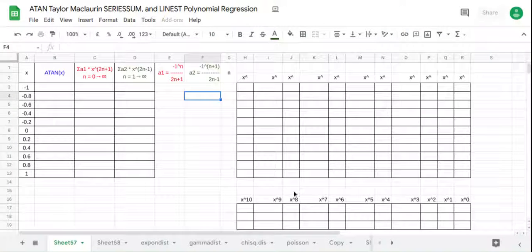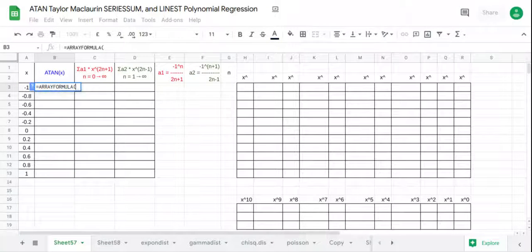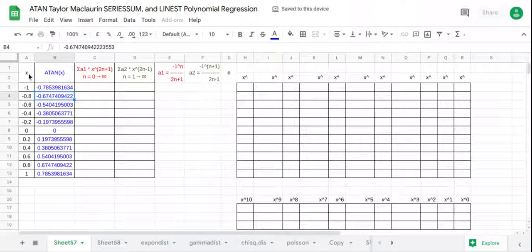In this video, we will generate the dataset of the ARCTAN and its polynomial and trend line using Taylor-Maclaurin series sum in two forms. So begin with the dataset of the ATAN. So array formula, ATAN x from -1 to +1. And we'll chart this.